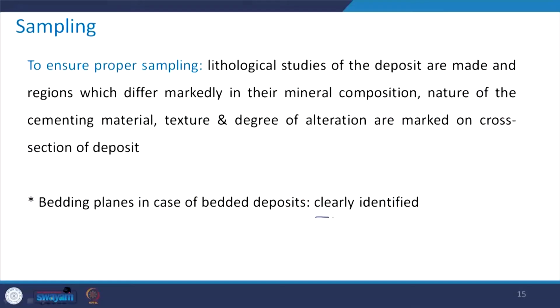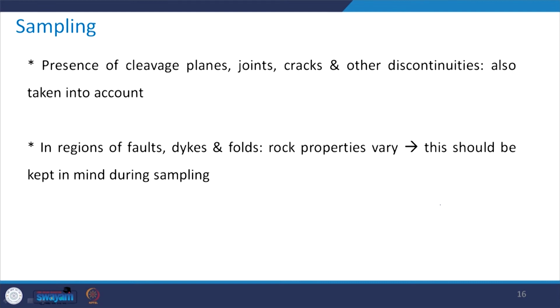In case of a bedded deposit, where you have these bedding planes, this has to be clearly identified. Further, the presence of cleavage planes, joints, cracks and other discontinuities also should be taken into account. The regions of faults, dikes and folds where the rock properties vary significantly, that also should be kept in mind during the sampling process. All these terms we have already discussed.